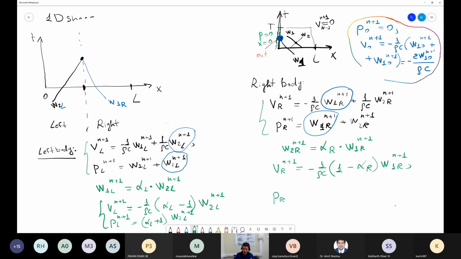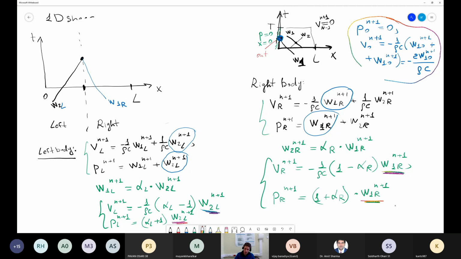And for pressure, we will have 1 plus alpha right multiplied by W1 right n plus 1. So we obtained two systems. Let's highlight that we will calculate this with the interpolation procedure. We know all parameters. Instead of alpha r, we will calculate this one using the interpolation procedure.